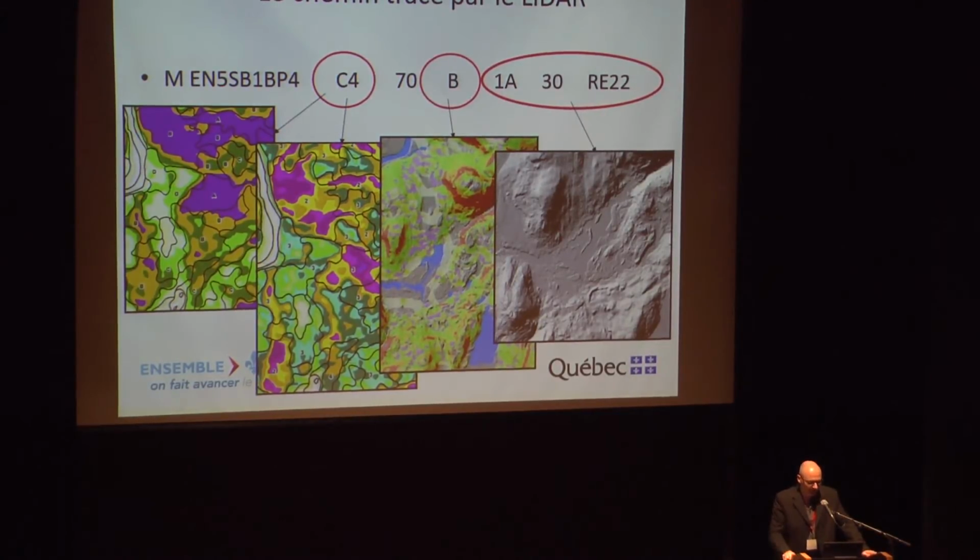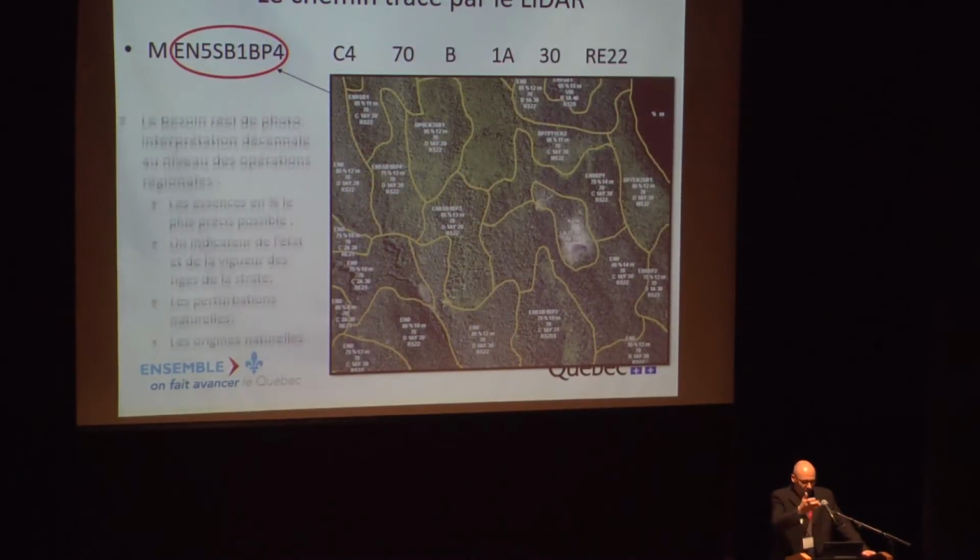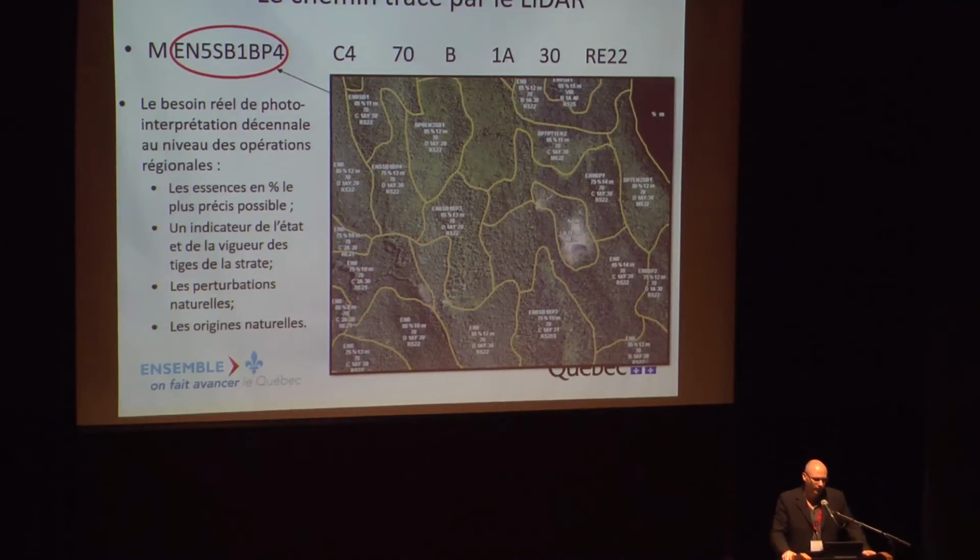There are several aspects of the LiDAR that improve the variables. Regional operations, we need... I spoke with Michel recently, his need is real, pertaining to representation for the different species. It's 10%. Michel was talking about 5%. There's an indicator of the vigor of the stems of the different layers.